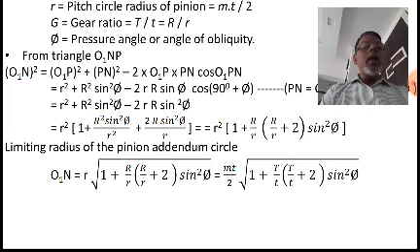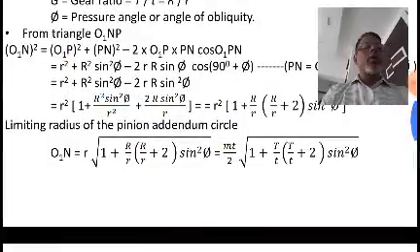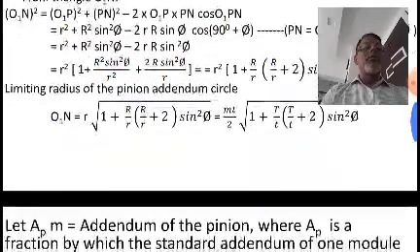Now this small r you can write in terms of mt divided by 2 under root of 1 plus, now you can see here the gear ratio T by t is also equal to R by r. So you can write T by t inside the brackets, capital T divided by small t plus 2 times sin square phi.